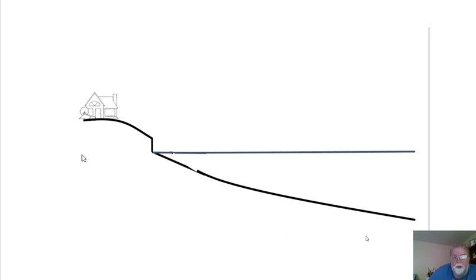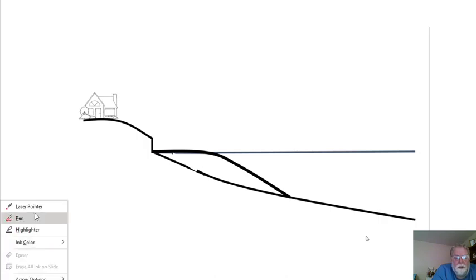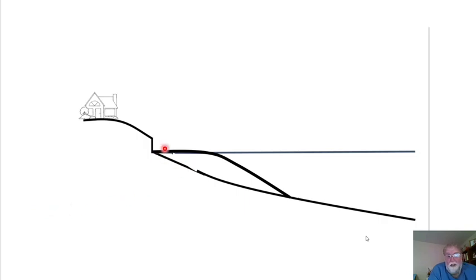So let's say we go to someone and we say, hey, we need to re-nourish our beach. And they say, okay, look, I'll do that for you. I'll create, let's say that's 100 feet of beach. I'll create 100 feet of beach for you. I'll charge you $1 million a mile and you'll have 100 feet of beach. Okay. Well, here's the problem. That is not the equilibrium slope. Remember the equilibrium slope? That's not it.